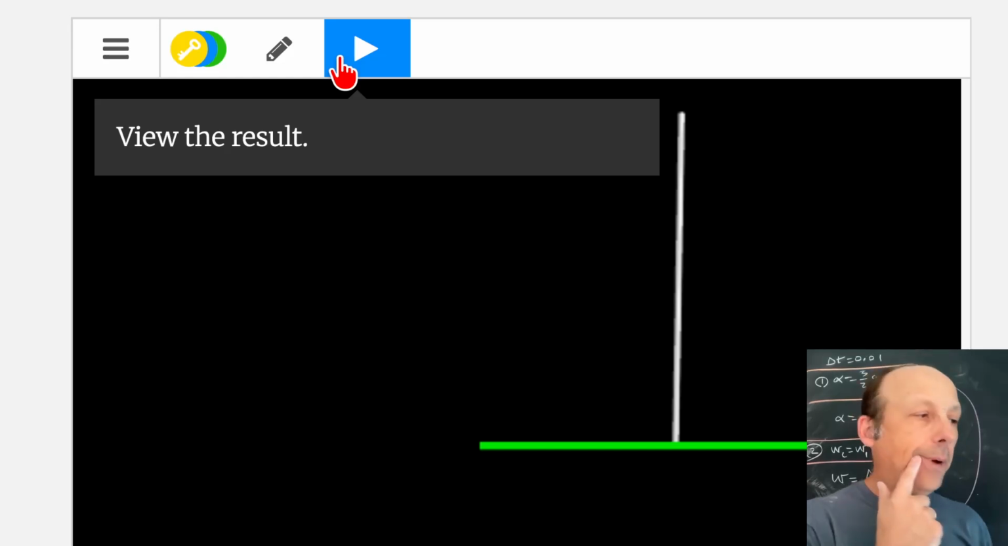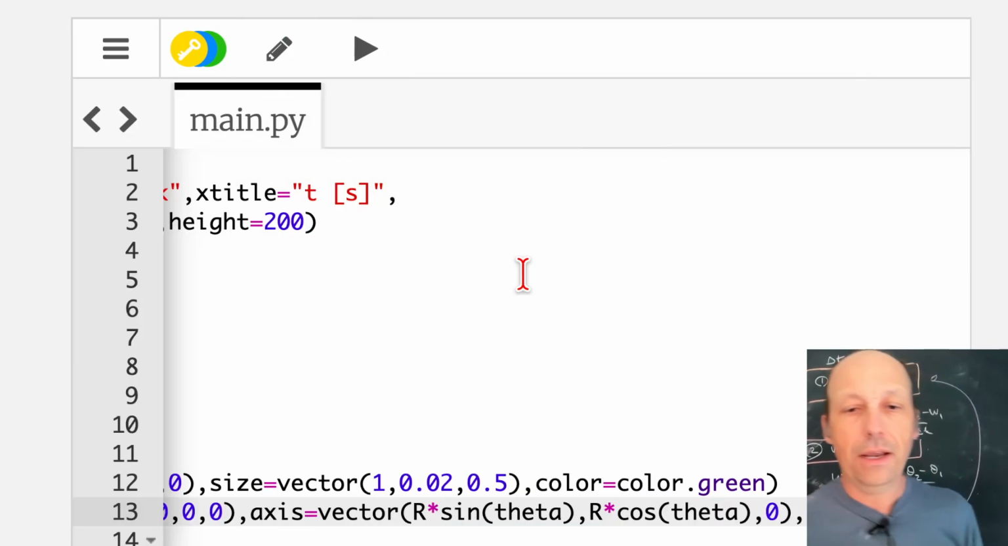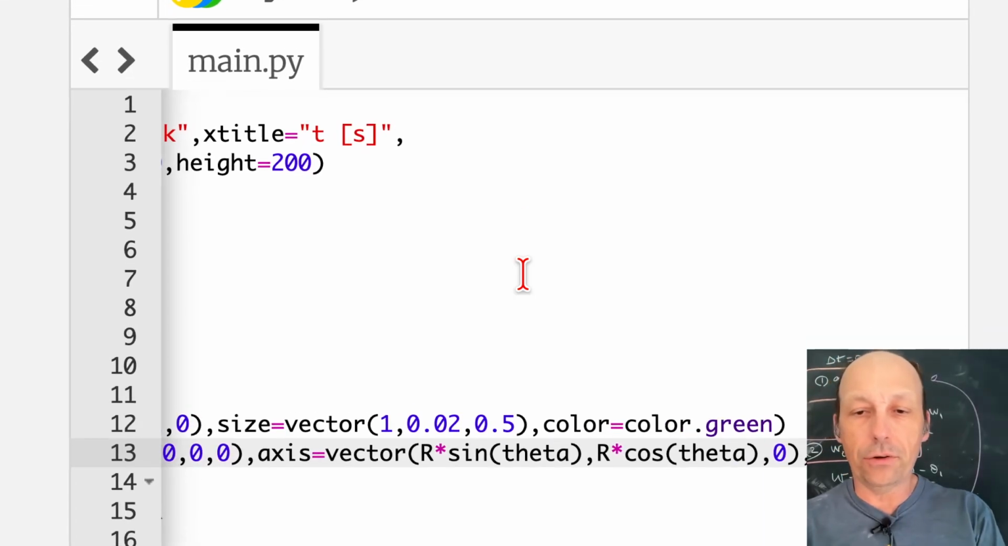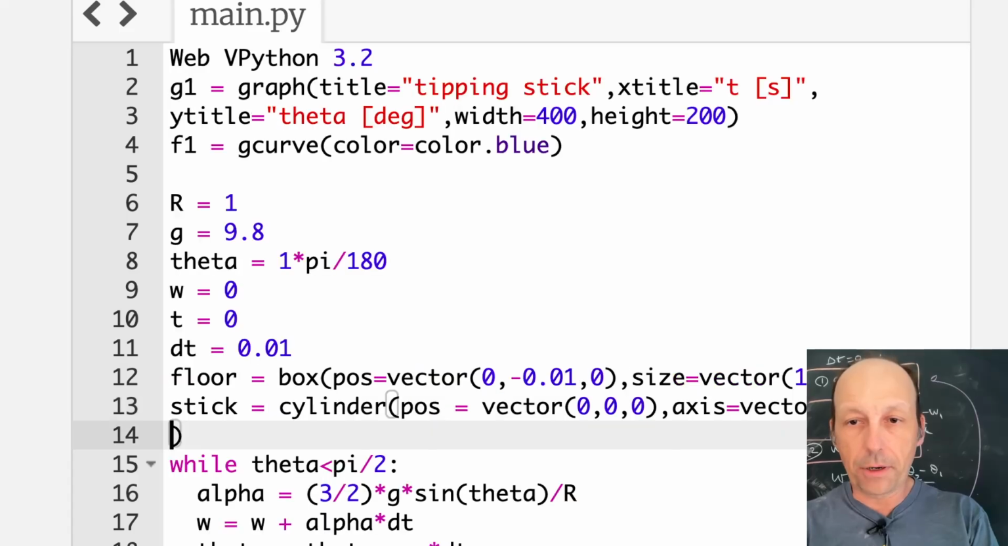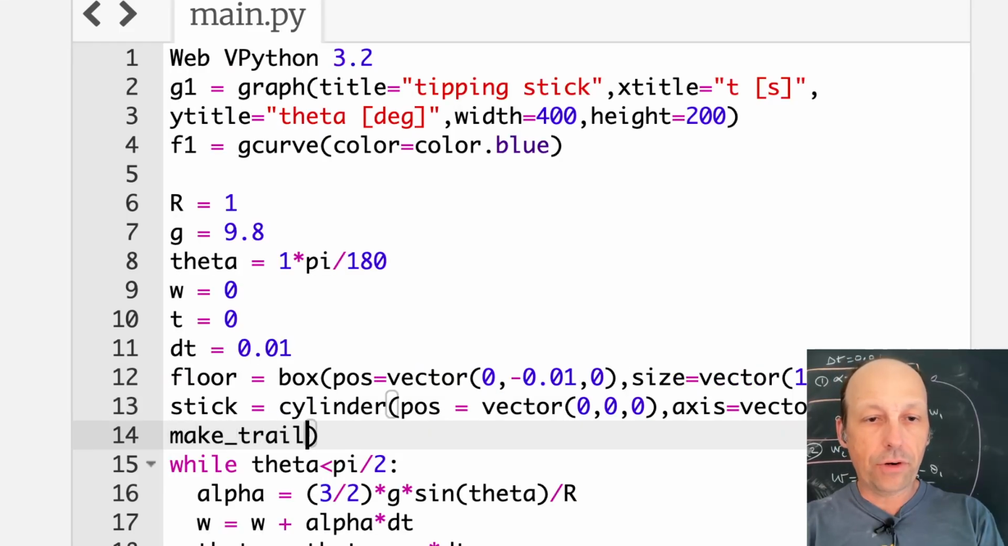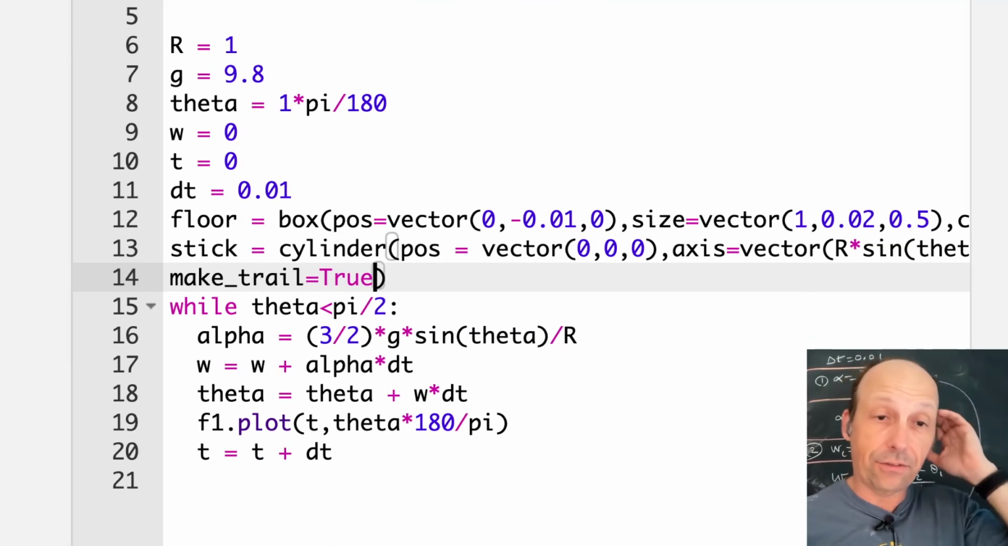I'm actually going to do, let's just try this. I think this is not what I want, but I'm going to do it anyway. I'm going to do, comma, make trail equals true. Okay, so now I have my stick, and it's going to leave a trail.